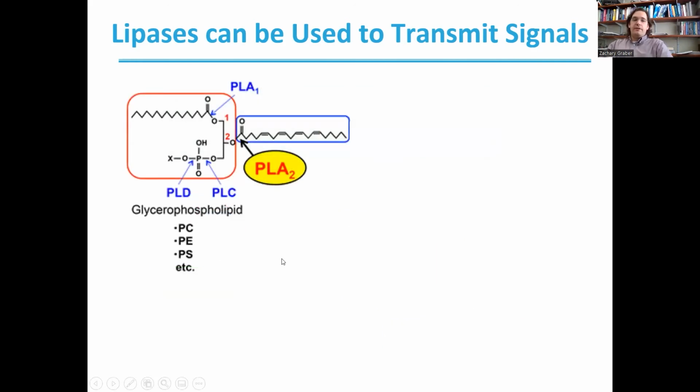Phospholipases can also trigger signaling events by cutting off specific fatty acids from our phospholipids. Phospholipase A2 cleaves the second fatty acid, which again is usually our unsaturated fatty acid, off of our phospholipids. In this case, we have arachidonic acid as our polyunsaturated fatty acid. Arachidonic acid is a very important signaling lipid because of the variety of different biologically active lipids that we can produce from arachidonic acid.